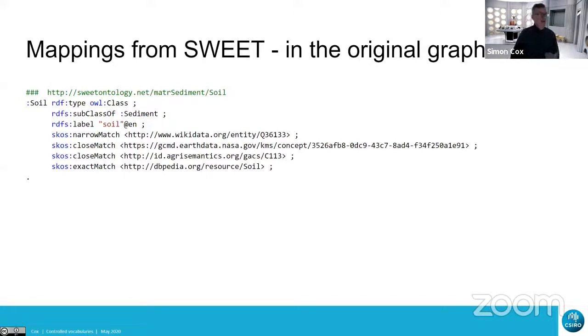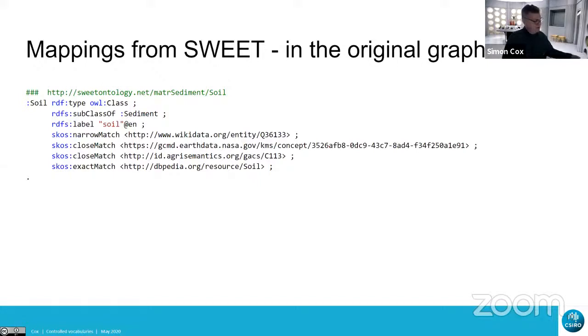Looking at what we might do with some of those terms I just found for soils, here I'm picking out the class called soil from SWEET, and suggesting that one might map it to some of those other ones that I showed in the original list, perhaps by embedding mapping properties within SWEET itself.